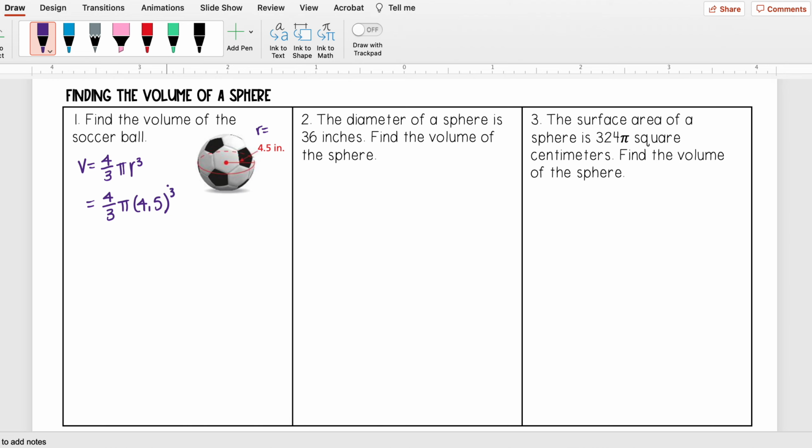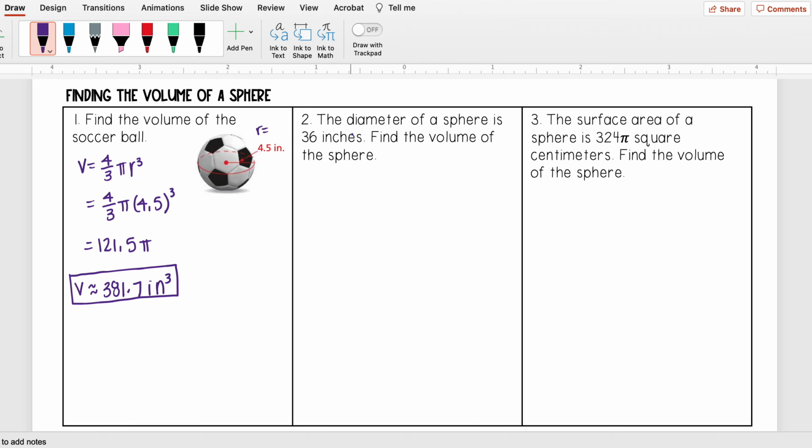And now I'm going to go ahead and multiply 4.5 cubed and 4/3. So when I do 4.5 cubed, I get 91.125. Then I'm going to multiply that by 4, and then divide by 3. And I get 121.5 pi. And so when I multiply those together, I get that the volume is approximately 381.7 inches cubed.